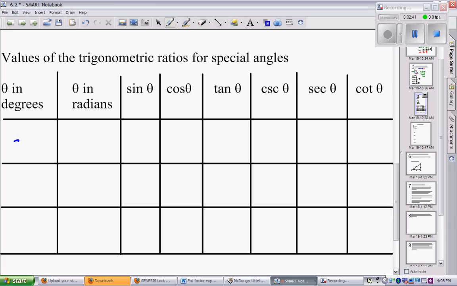So for 30 degrees, that in radians would be pi over 6, using the formula that we used in 6.1. Taking the sine of theta will give you 1/2. You can refer back up to your special triangles. Cosine will be root 3 over 2. Tangent will be root 3 over 3.